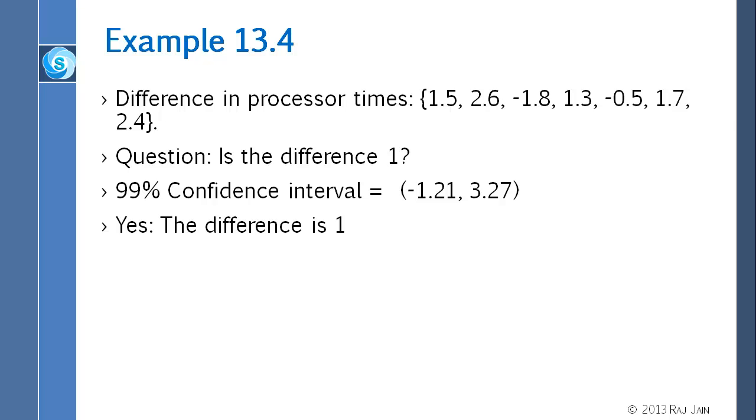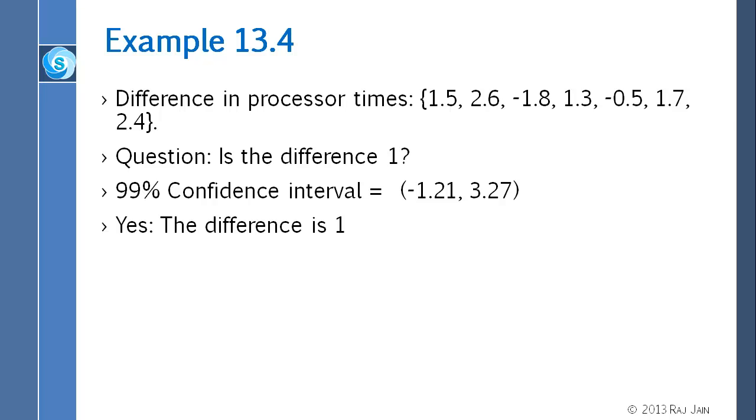I don't know whether this is a different example, but we take these numbers. And the question is now we are extending another thing. So why 0? Suppose the question is not about 0. The question is about 1. Is the difference 1 between the two processors? Now look at the confidence interval. Since 0 was included, we said, well, it could be 0. Right? Now 1 is included too. So the difference would be 1 as well. Right? So the answer is yes. The difference could be 1 as long as you are at 99%.